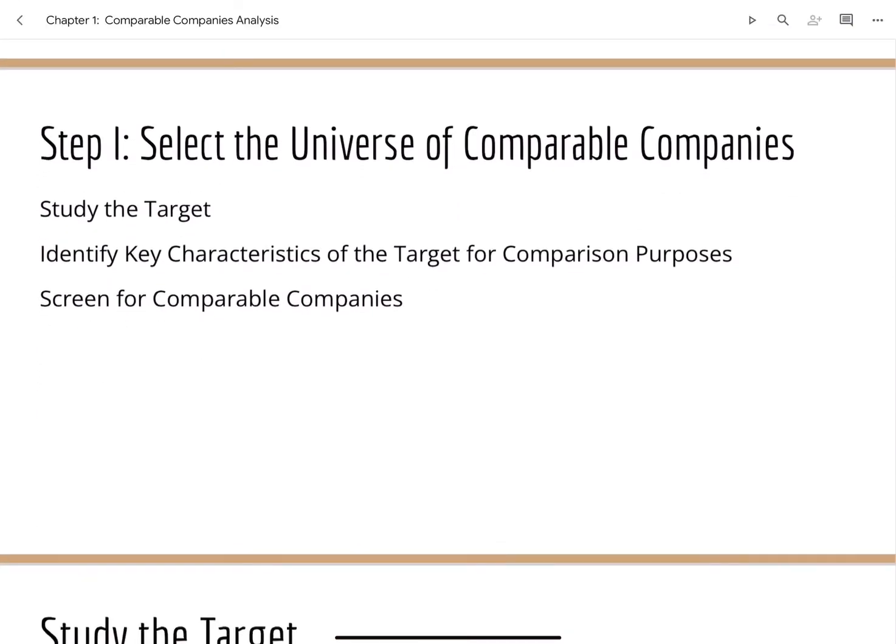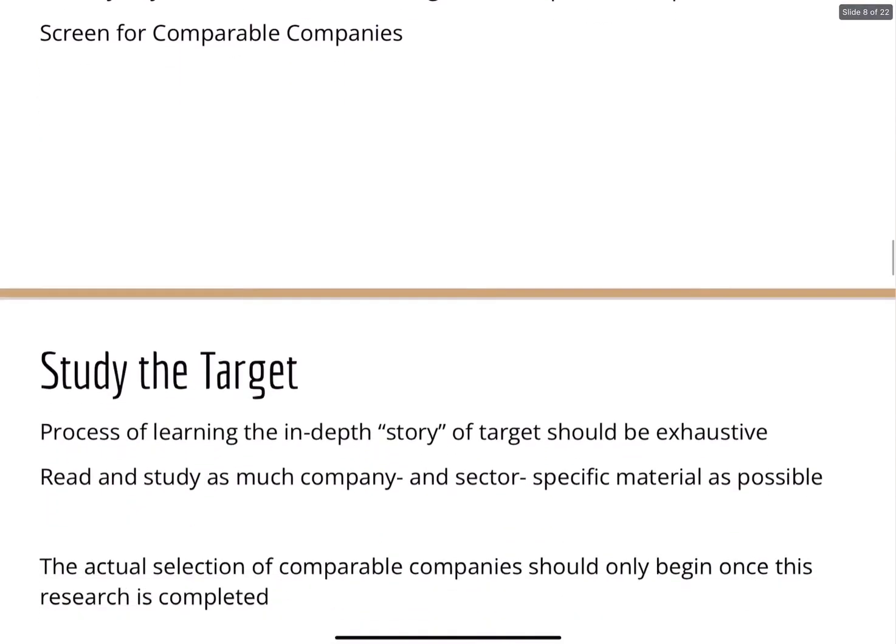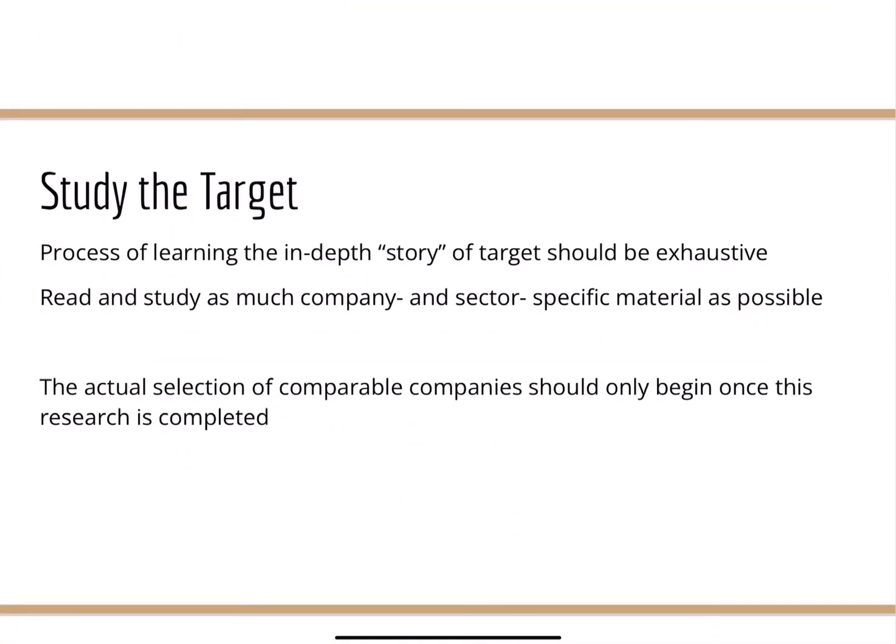In order to select the universe of comparable companies, first we need to study the target, then identify key characteristics of the target for comparison purposes, and finally we are able to screen the companies. Studying the target is a process of learning the in-depth story of the target, and we need to read and study as much as possible of the company and sector specific materials.